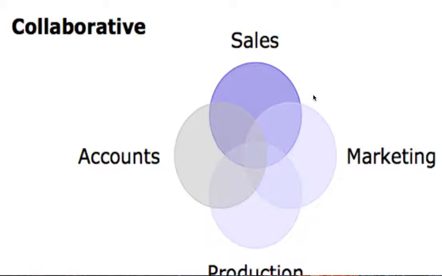Diagram 6 is an example of a collaborative organizational structure, which can be seen in the overlapping Venn diagrams, as the individual organizational parts, such as marketing and accounting, overlap and are not separate.